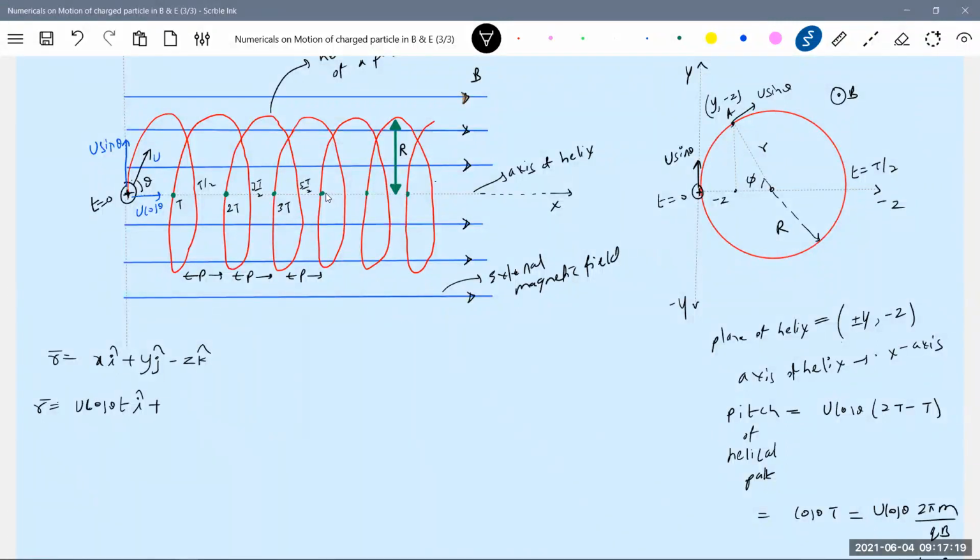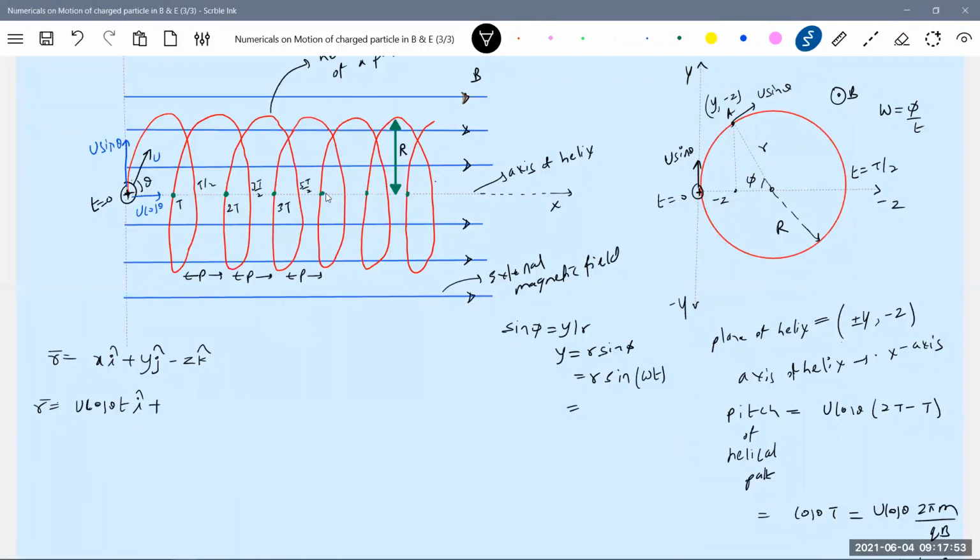And then what about the y coordinate? First, we'll define some triangle here. Sine phi is equal to y by r, so y equals r sine phi. What is phi? I should call it omega. We'll agree on this. And what is omega? bq by m. So everything will become sine omega t. What is small r?